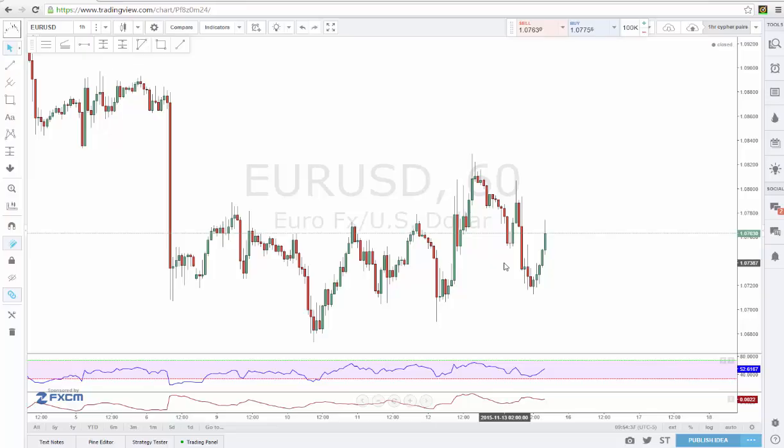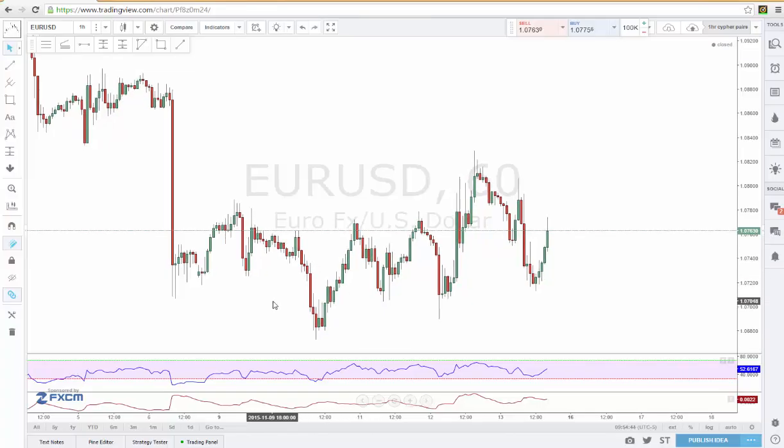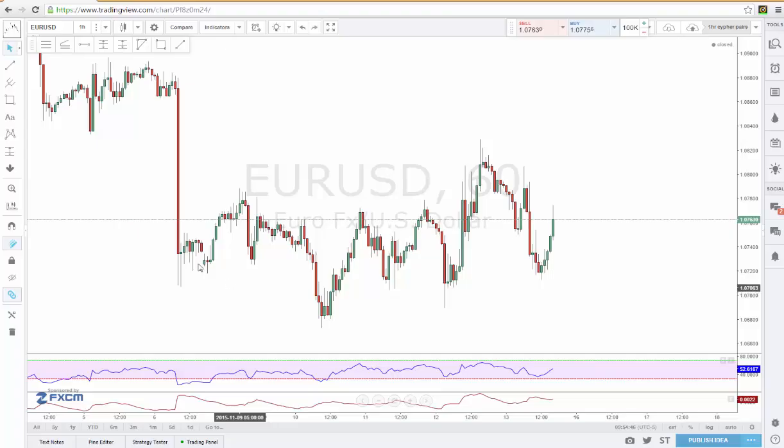Hey everyone, this is Steven, and today I'm going to show you how to backtest and create a trading strategy. The first thing you're going to need in order to do this is some kind of charting package. For today's example, we're going to be using tradingview.com.